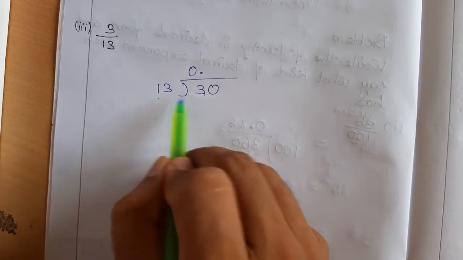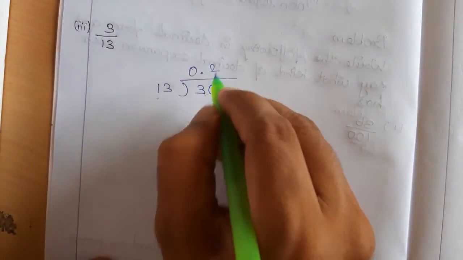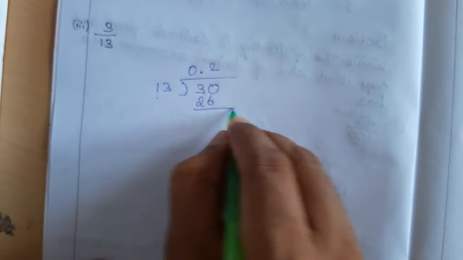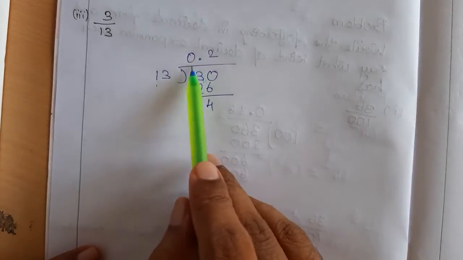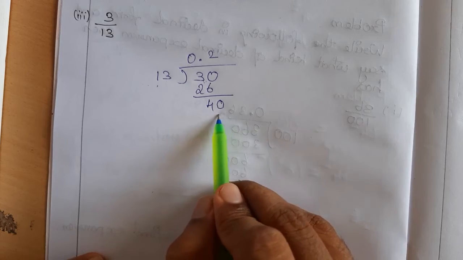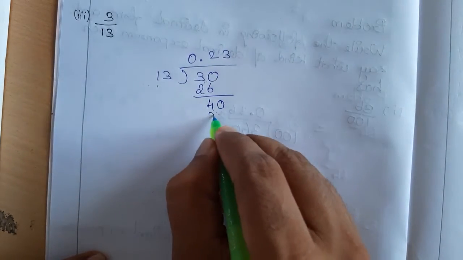How many times is it nearby 30? 2 times is 26, right? 2 times 13 is 26 and the balance is 4. We already added a decimal here, so we are allowed to add a 0 here. So 40. How many times is it nearby 40? 3 times. 3 times 13 is 39.